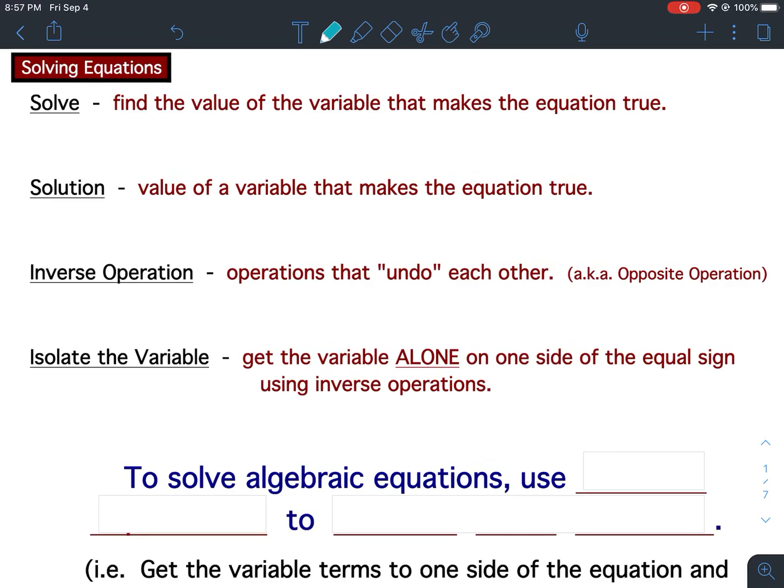Solve. Solve is to find the value of the variable that makes the equation true. And the solution is the value of that variable that makes the equation true. So when you solve an equation, you find the solution.